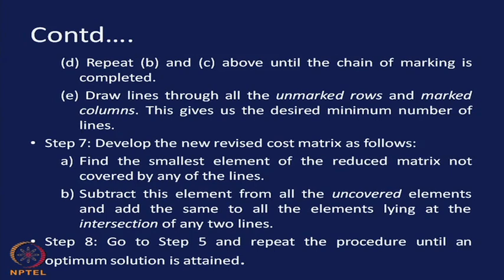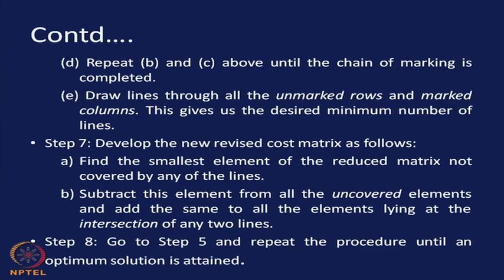Then draw lines through the unmarked rows. Please note this one, this point is important. Draw lines through the unmarked rows and marked columns. This gives us the desired minimum number of lines. So, you draw lines through all the unmarked rows, meaning where you have not ticked, and for columns, those you have ticked, you draw lines on that. So, for row and column it is different. For rows you have to choose unmarked rows, whereas for columns you have to choose marked columns.